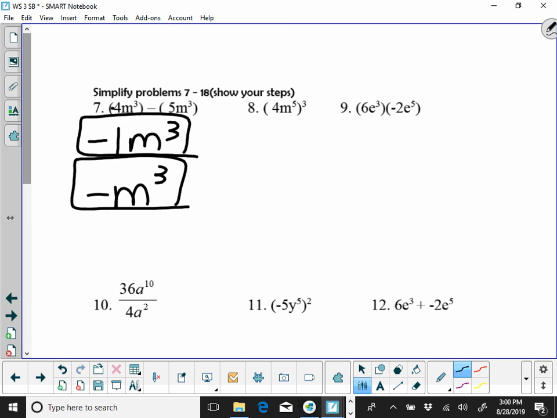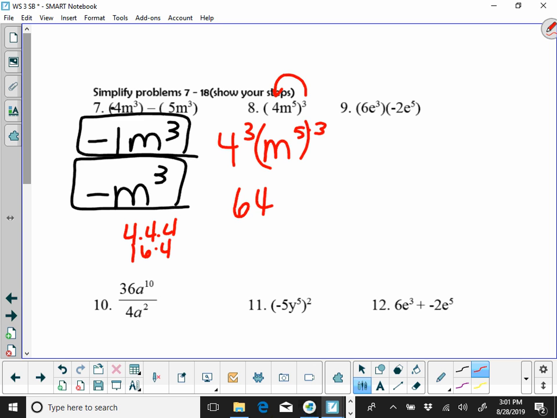Okay, number 8 is a power to a power problem, meaning we're going to distribute this power. So 4 to the third and m to the fifth to the third. So here, 4 to the third means 4 times 4 times 4, or 16 times 4, which is 64. And you multiply for power to a power, so that would be m to the 15th.